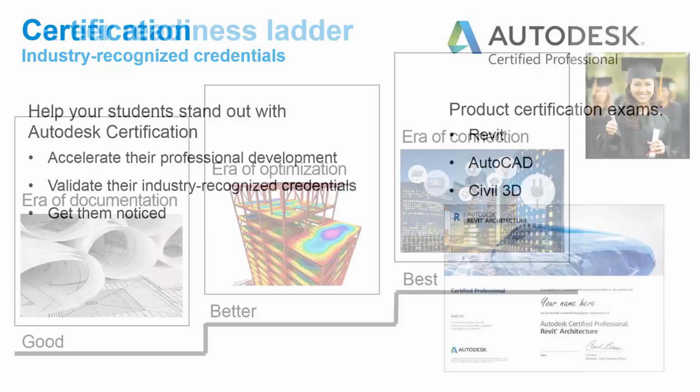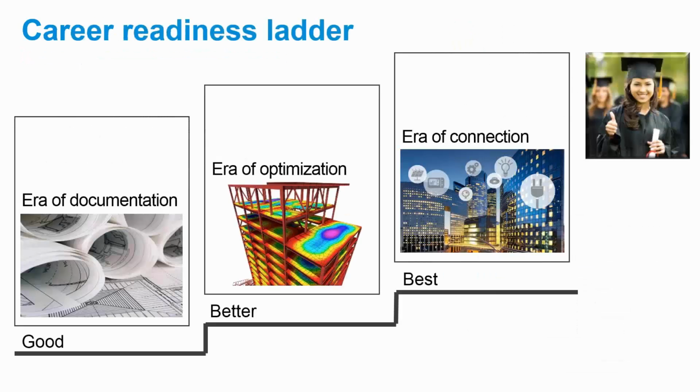Technology is continually evolving and improving how work gets done. We began in the era of documentation. Autodesk was born 35 years ago and helped lead that shift from the drafting table to computer-aided design with our flagship product, AutoCAD, in 1982. And then we moved into the era of optimization, and we introduced building information modeling technologies to accelerate project delivery, to visualize, simulate, and analyze building performance before breaking ground.